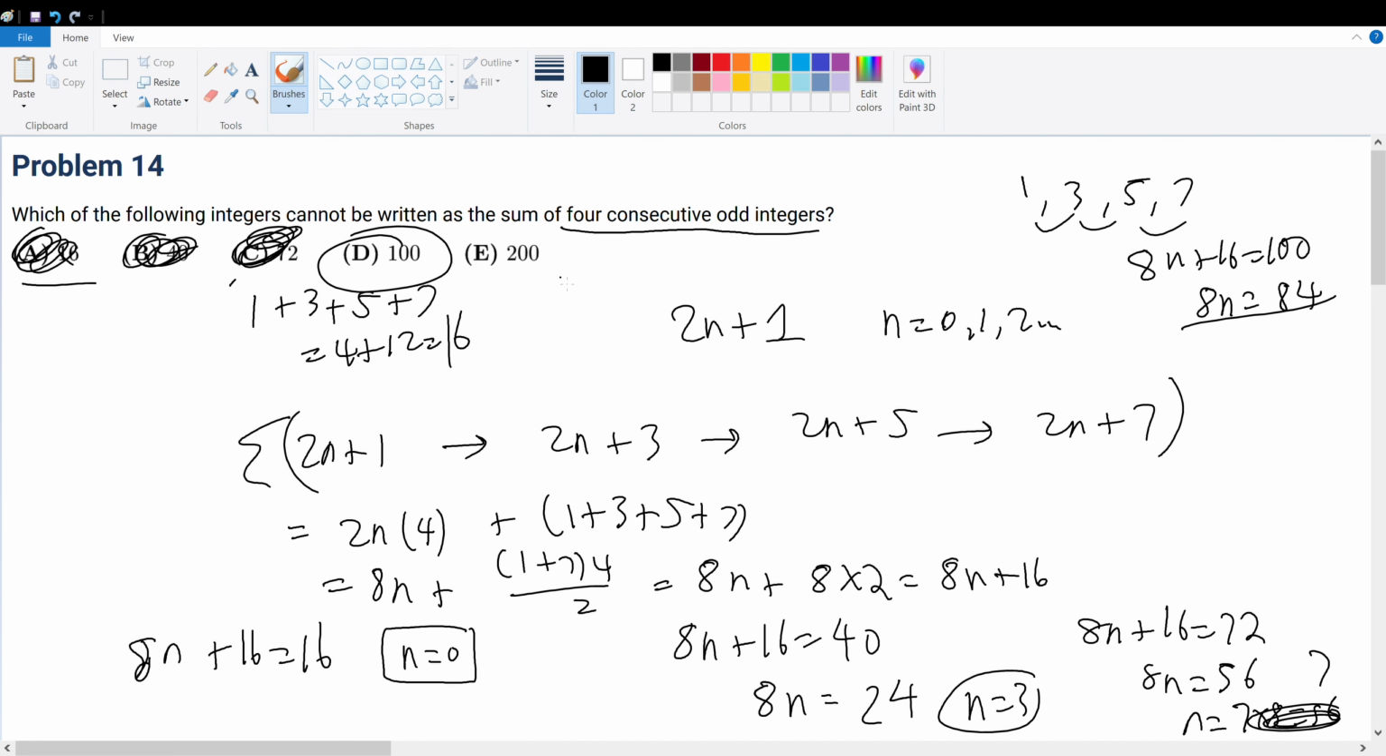But to make sure, let's do choice E. 8n plus 16 is equal to 200. So 8n must be equal to 431. No, what am I doing? 184. Right? Make sure you get your arithmetic right. 184. n would be equal to, if we put a 2 here, 16, 24, 3. So n is 23. So that won't work either. So our final answer is indeed D.